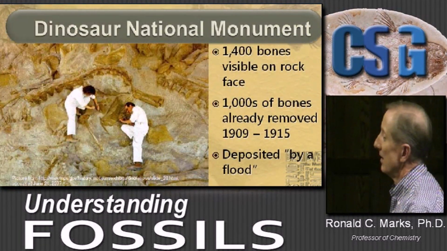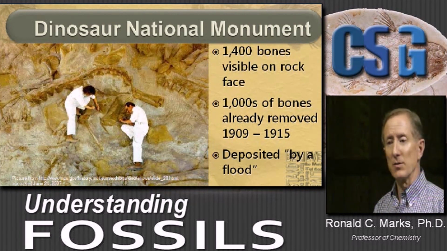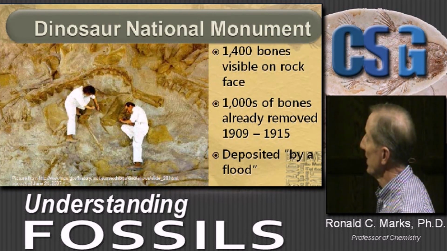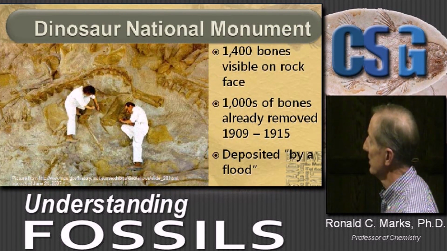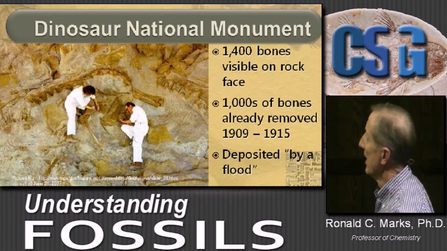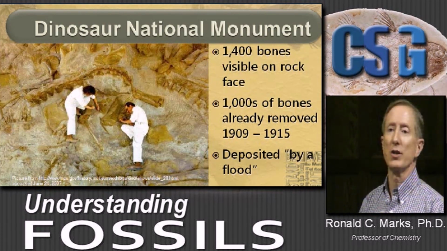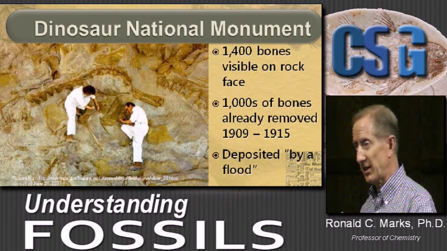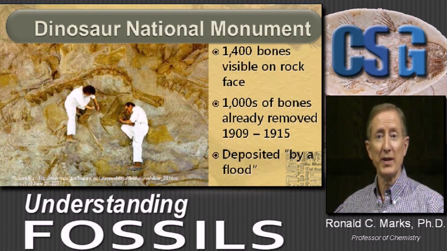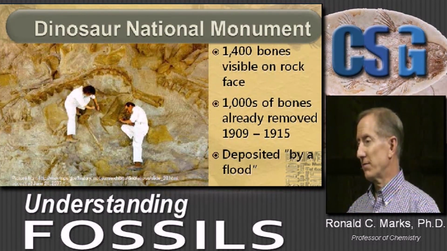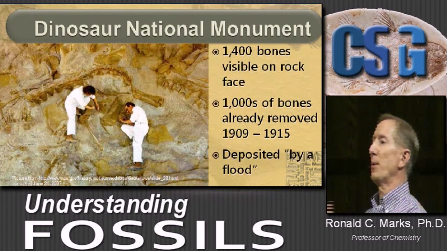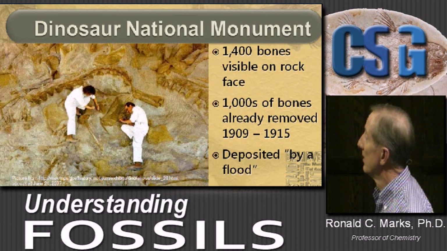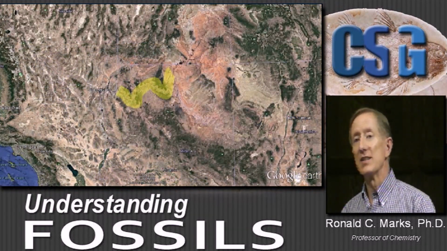Another example is the Dinosaur National Monument in Colorado. Now, this has over 1,400 bones that are just visible in the face of the rock. Thousands of bones were removed just in about 6 years, from 1909 to 1915. And the evolutionary scientists who look at this said it's clearly this was deposited by some type of flood. Now, most of these animals are disarticulated. The bones are torn apart from where they would normally be in a living animal. So some type of catastrophe killed these animals, pushed them along, and tore them apart and deposited them simultaneously in this one spot. There's another fossil bed in the desert Southwest.